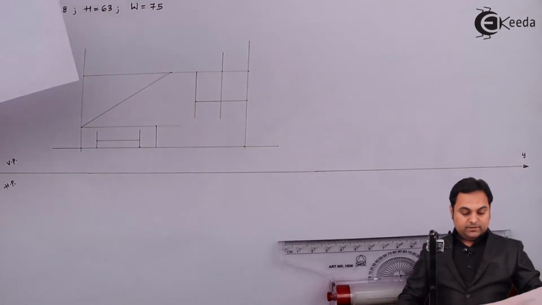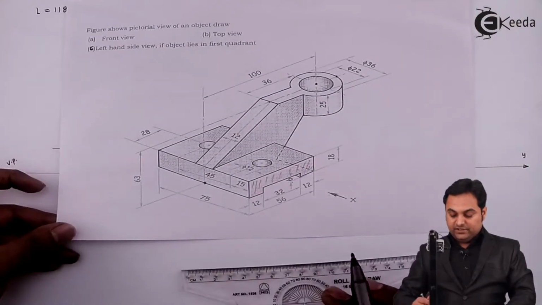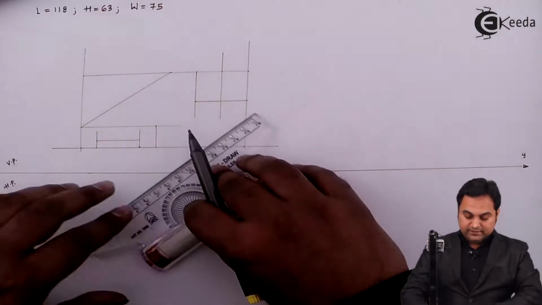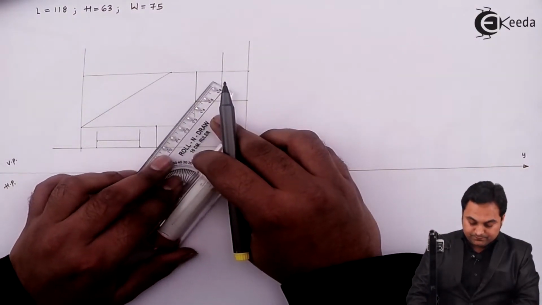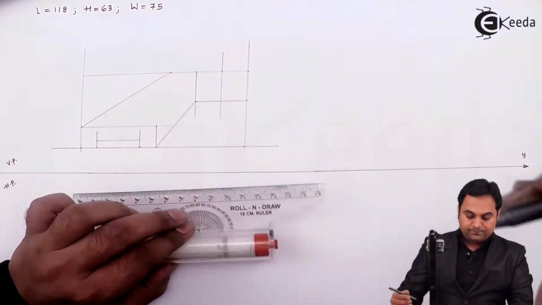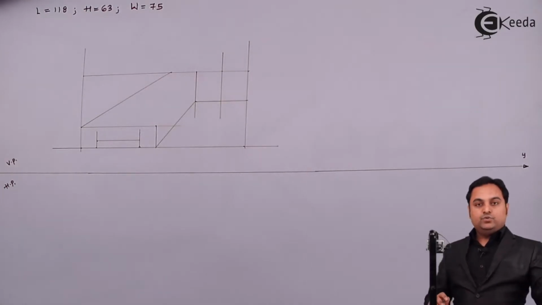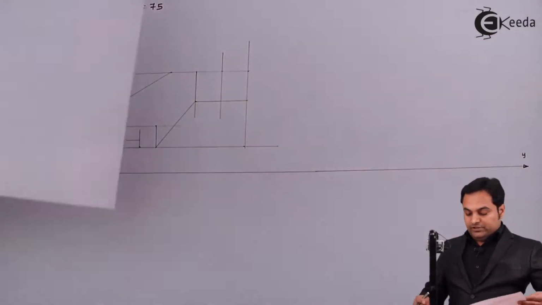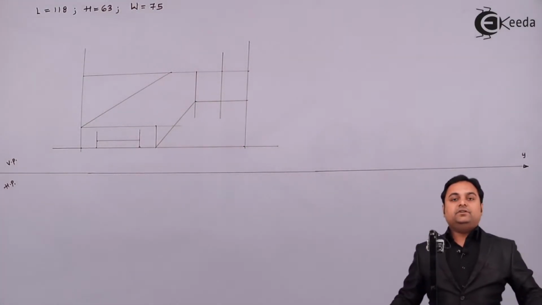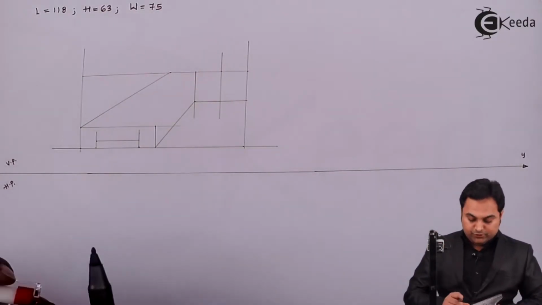Next, here it is connected. As we see, this part of the line is connected to this bottom surface. So here I'll connect it to this bottom surface. So this much part is visible from the front. So whatever is visible, that I'll make dark first, and then I'm going to draw the hidden portion.